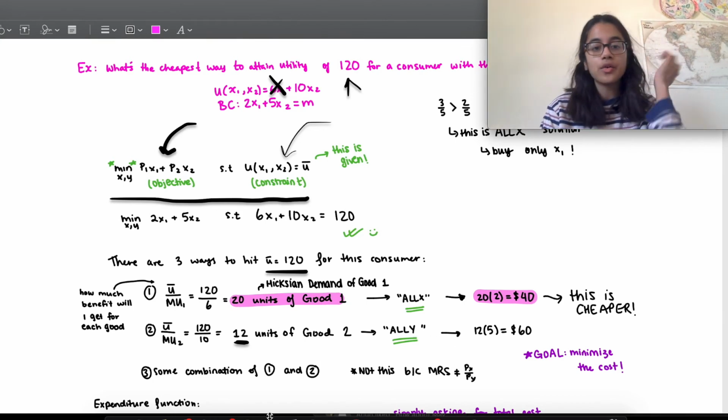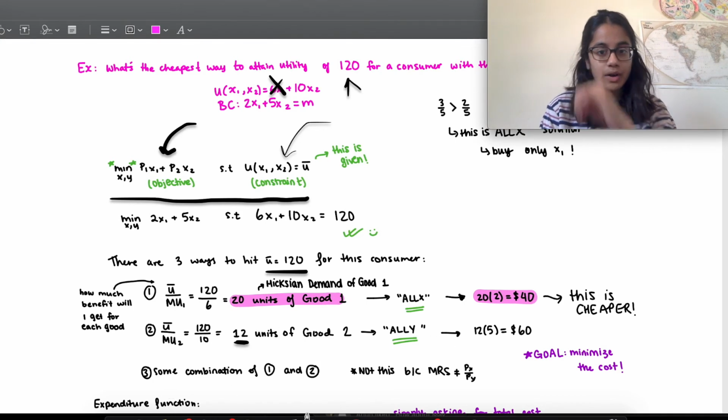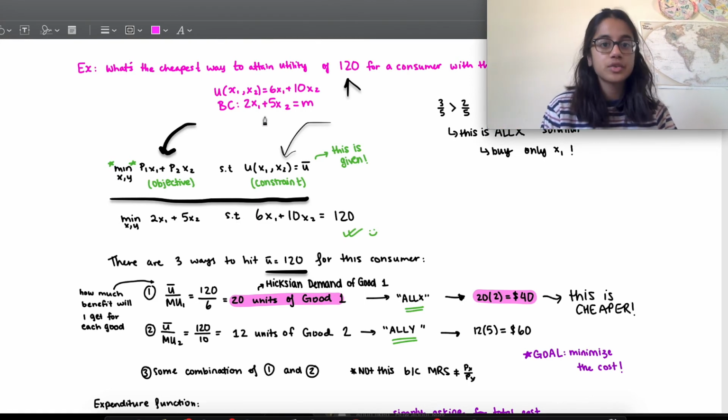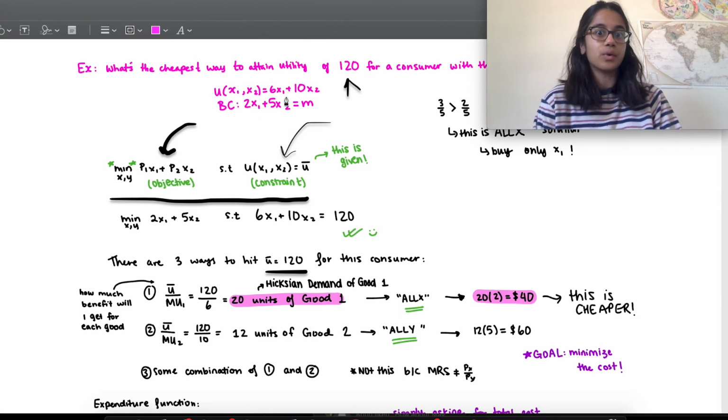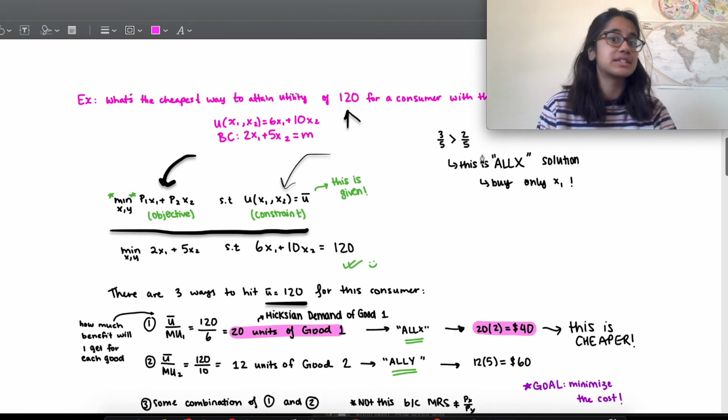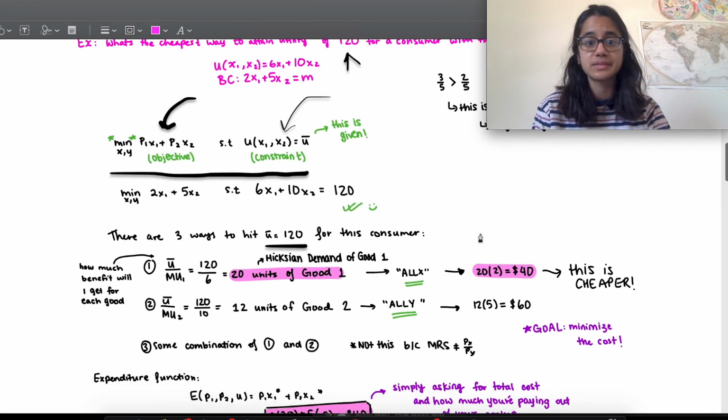And then a combination of 1 and 2 would happen only if our MRS is equal to the price ratio. Remember, right? Whenever our MRS is equal to px over py, in this case x1 over x2, it's not equal, right? This is 6 over 10 and 2 over 5. 3/5 is not the same thing as 2/5.